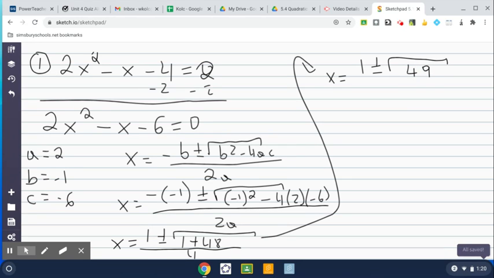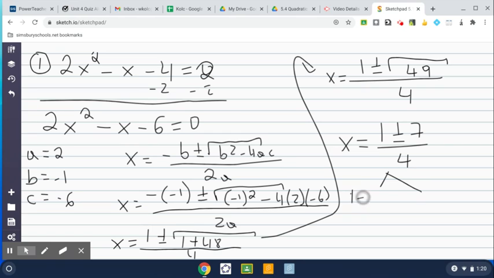And we are very lucky because we have a perfect square, okay? Square root of 49 is equal to 7 divided by 4. So I get x equals 1 plus or minus 7 divided by 4. Now, listen carefully how I read this. 1 plus or minus 7 divided by 4. So now I will get two solutions. 1 plus 7 divided by 4, or 1 minus 7 divided by 4.